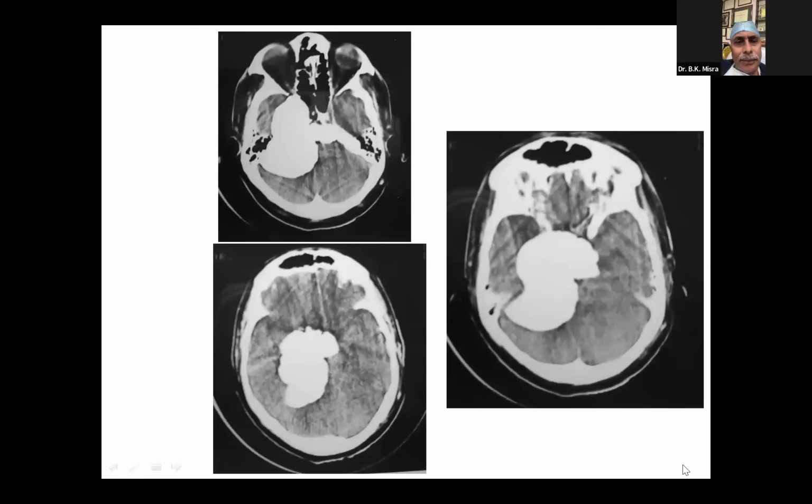So you need to have the bone window. This is no bone window. This is a plain CT scan. Yeah, these are the only pictures available. And anyway, go ahead. What do you tell us?